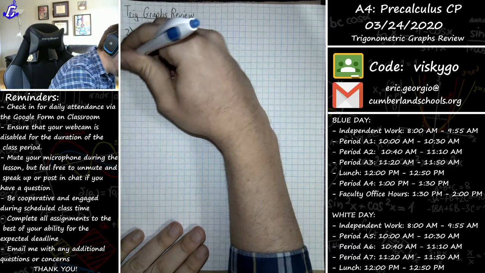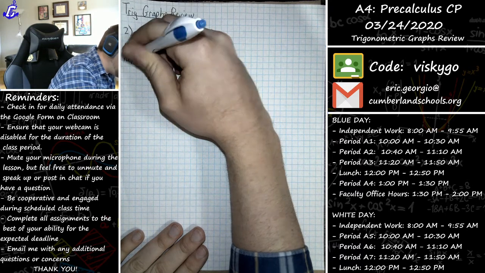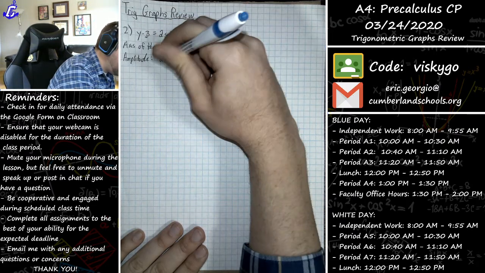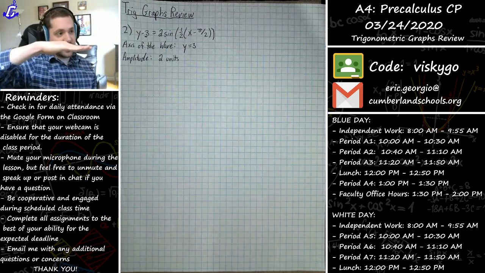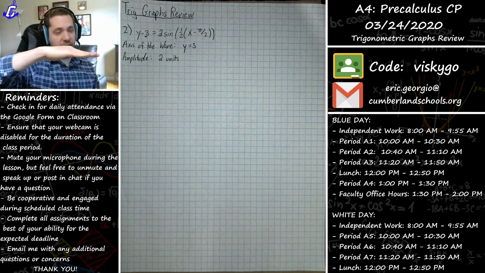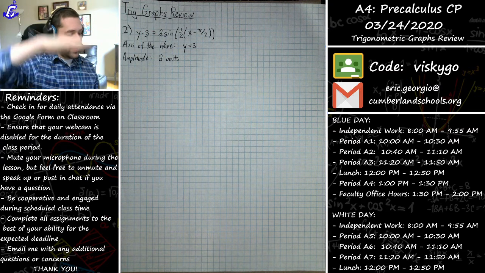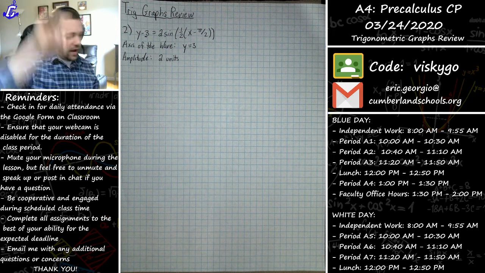Next we have the amplitude. The amplitude of the graph is this number right out in front here. That's 2 units in this particular case. What that means is the vertical center of your graph will be at y equals 3. At its highest, the graph will go up to y equals 5, and at its lowest, it'll go down to y equals 1. So it'll oscillate 2 units in either direction.